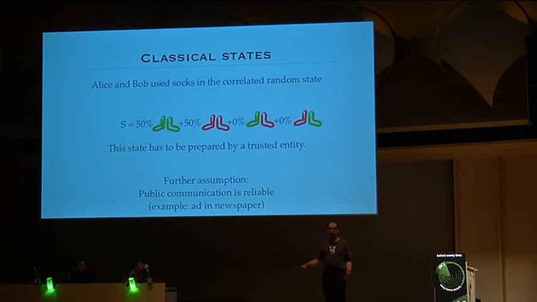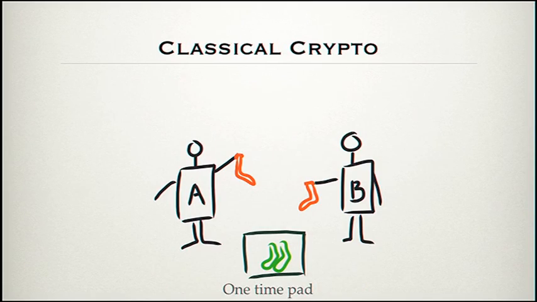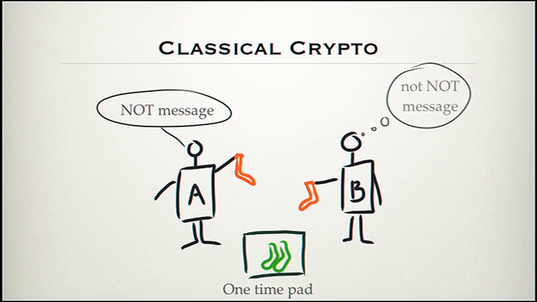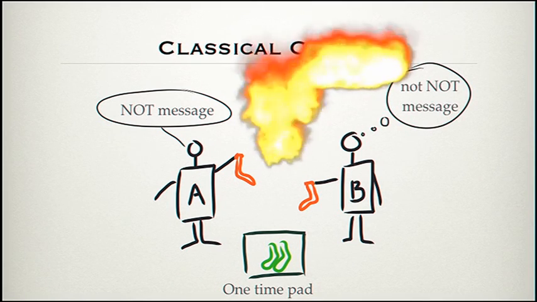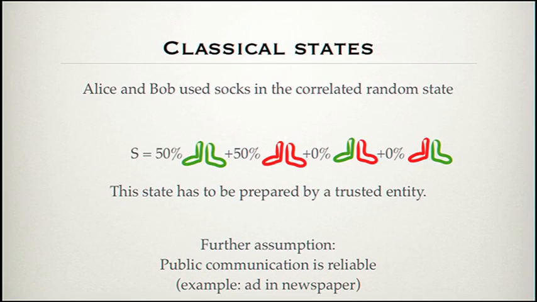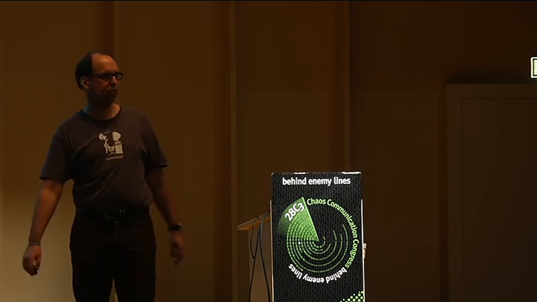And of course, there's a further assumption, and that'll also exist in the quantum case, because otherwise you're completely lost, that public communication is reliable. So, I mean, here, I'll look back, she has to announce a message, and Bob has to be able to hear this message and to hear it correctly, otherwise it wouldn't work. Okay, that is the classical situation. Now I want to show you how to improve this in the quantum situation.